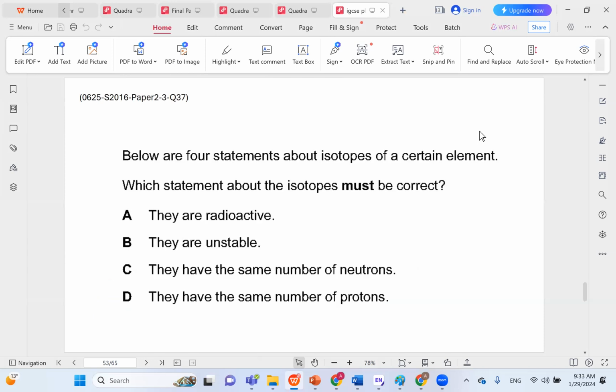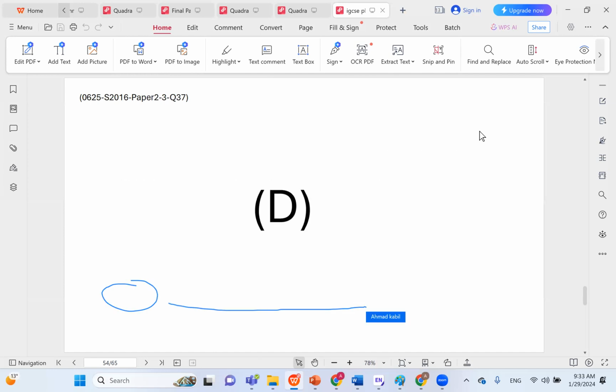Below are 4 statements about isotopes of a certain element. Which statement about the isotopes must be correct? They have the same number of protons again. So this question seems to be popular. D is the correct choice.